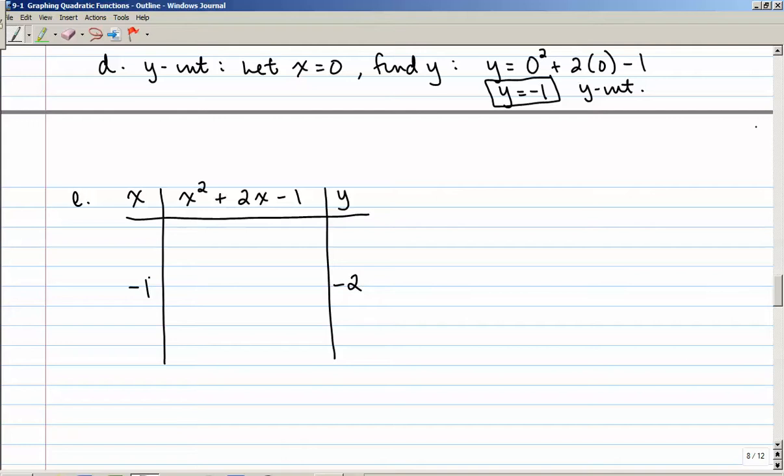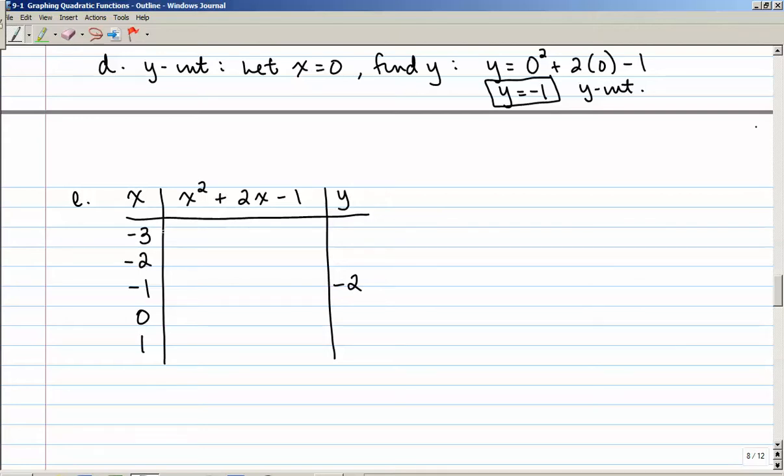Now I want 2 points to the left of -1 on the x-axis and 2 points to the right of -1 on the x-axis. So I'm going to choose the numbers -3 and -2, because those are two numbers that are smaller than -1, and 0 and 1, and those are two numbers that are bigger. Now I have to plug those in.